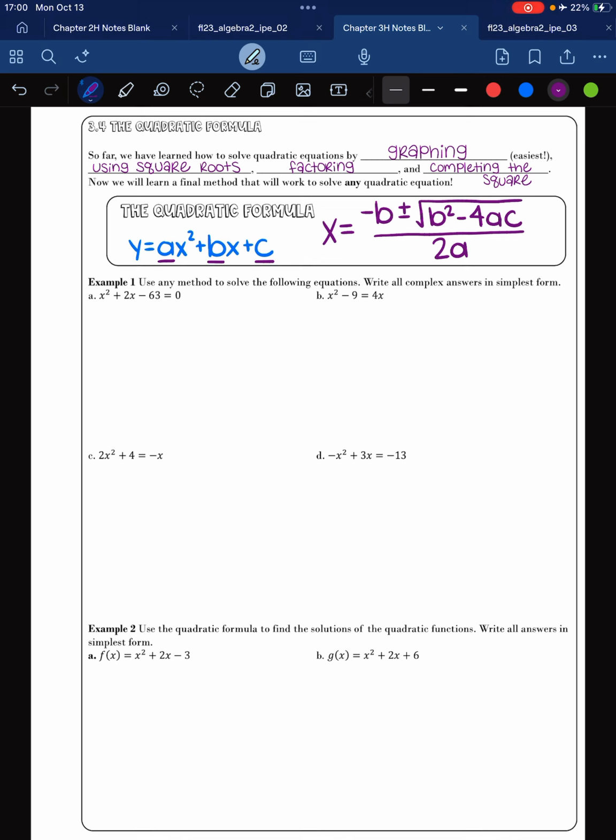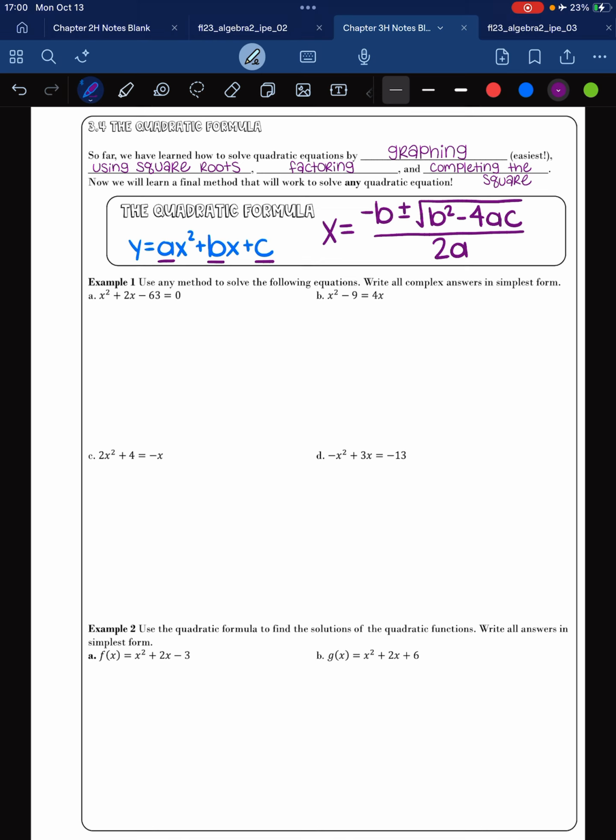We can use square roots if that's easy enough. We can factor if we have a trinomial or a binomial that's easy to factor. And we just learned in 3.3 completing the square. And all of those are great, but they each have their time and place. They don't always work easily. So the nice thing about the quadratic formula is it is going to work on every single problem. Sometimes it's a little more work, but it works without fail.